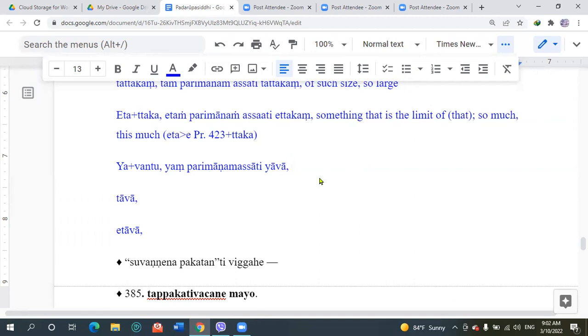Yawa, yawant. Yawantu: as long as, I think. As long as. So long as. It's also as long as, so long as. This is also sometimes until, till.